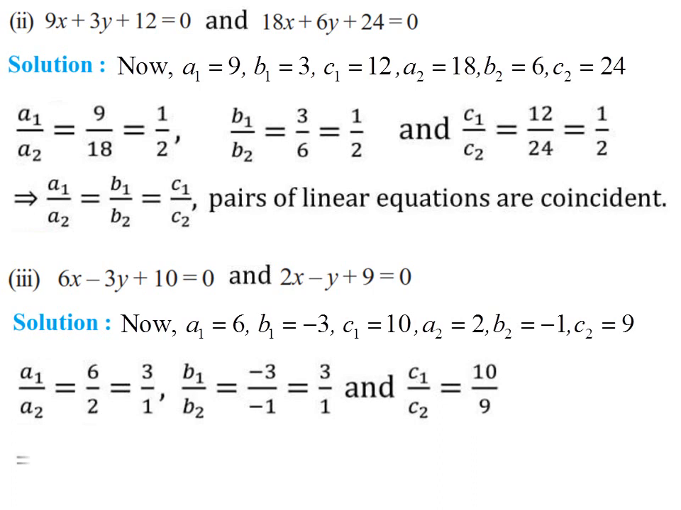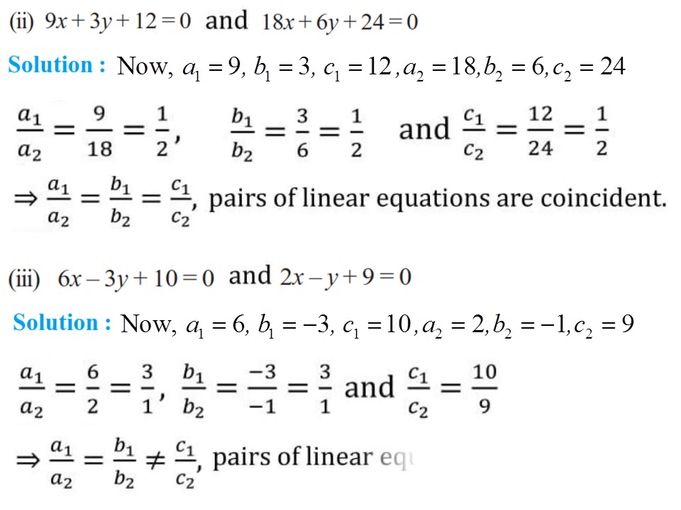9. So here we have observed that A1 by A2 equals B1 by B2, but it is not equal to C1 by C2. So from this we get that the pair of linear equations are parallel, because the third ratio is not equal to the first two ratios. So this way you can calculate these ratios.